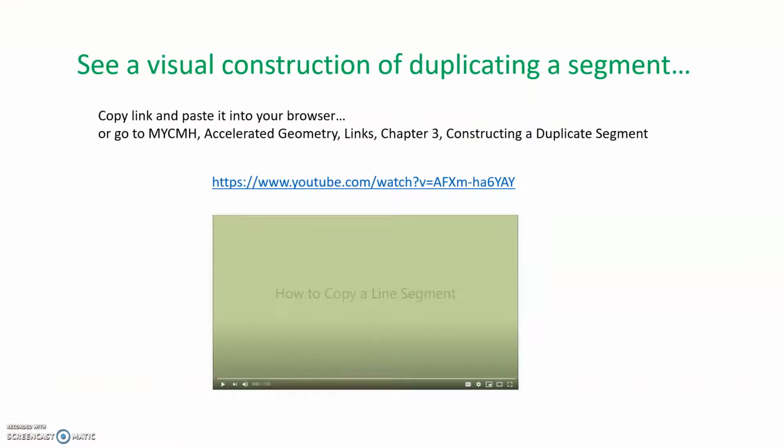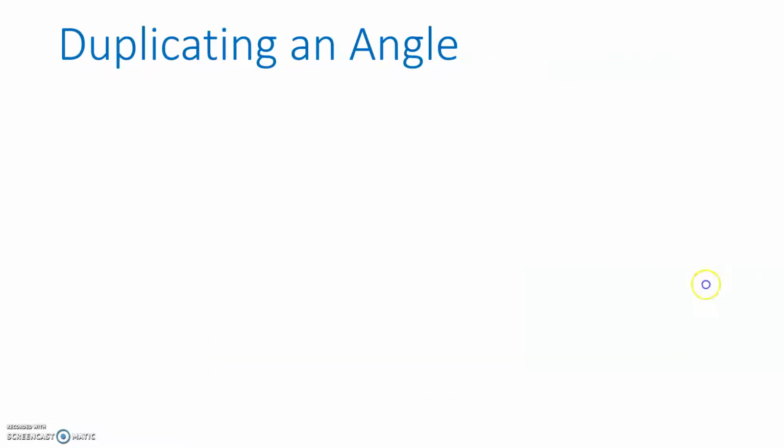Okay, I also have a slide here that says if you want to see somebody else duplicating a segment, you can copy and paste this link into your browser, or you could click on it. And you could also go to my CMH, Accelerated Geometry Links, Chapter 3, Constructing a Duplicate Segment. So you will see me do it, and then now you can see somebody else do it. So you'll see two people do this construction. Next is going to be duplicating an angle.